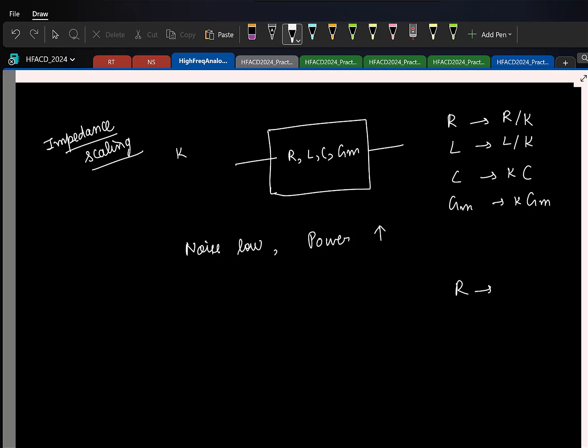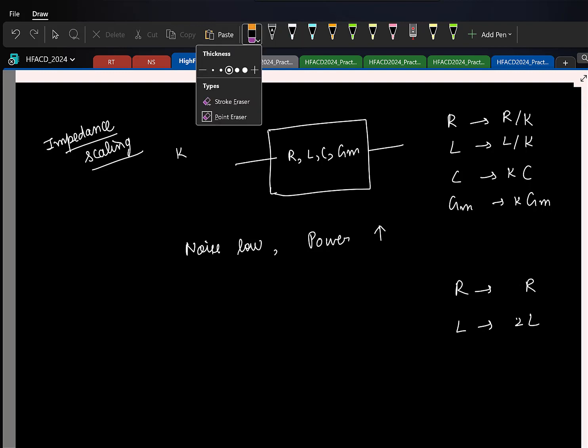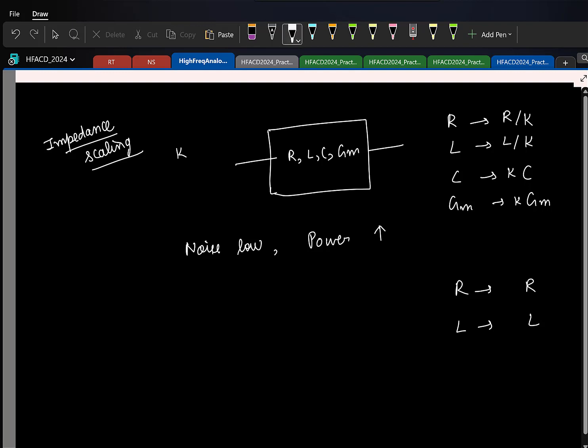You take each resistor and increase it. Inductors, you increase by some factor K. I'll make it generic: let us say M times R, M times L, and C will become C by M. If I do this, power will reduce, but noise will increase. And if you want to reduce the gm, you put multiple transistors in parallel.